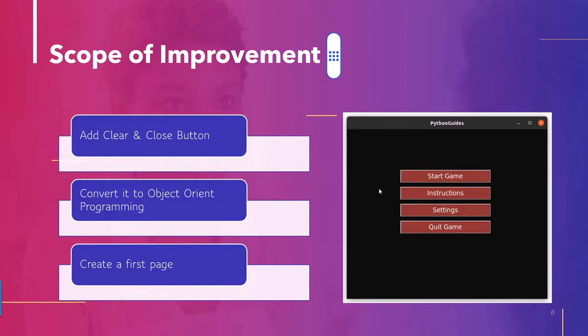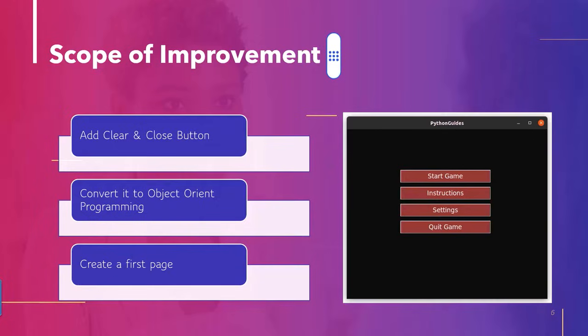At the end, on the right side you can see that we have created this interface. We will provide the source code for this as well. So you can add a page where you can add instructions to play this game. You can add settings where you can change the color or background color of the application. You can click on the quit button in order to close the application. And when the user clicks on the start button, then he will see that game interface. So all these things you can do.